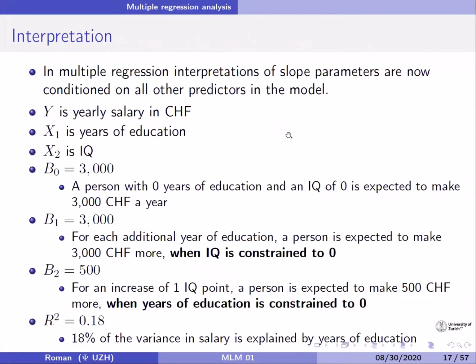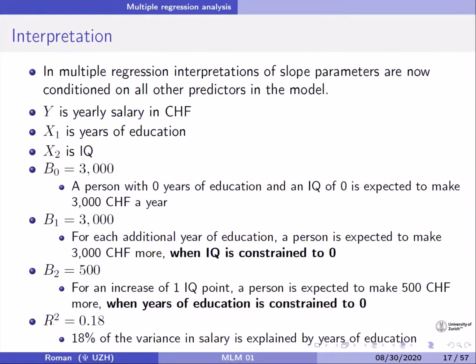So now our interpretation changes. Let's take a look at how it works in multiple regression. In multiple regression, interpretations of slope parameters are now conditioned on all other predictors in the model. So we have our same example, but now X1 is years of education and X2 is IQ. Let's say we have an intercept equal to 3,000. A person with 0 years of education and an IQ of 0 is expected to make 3,000 francs a year.